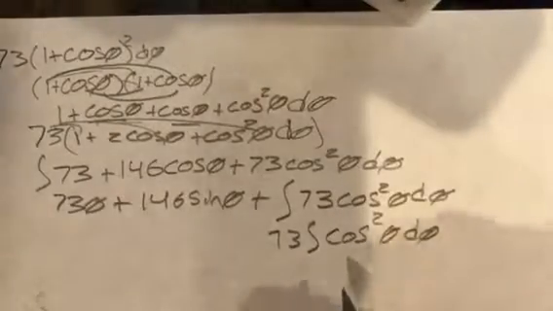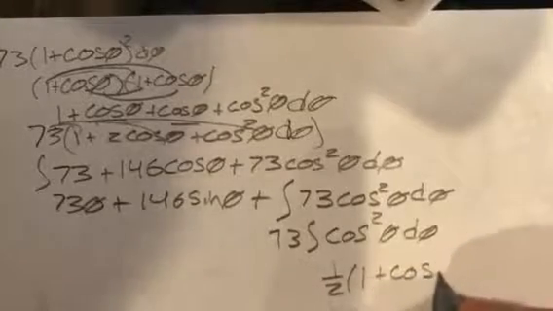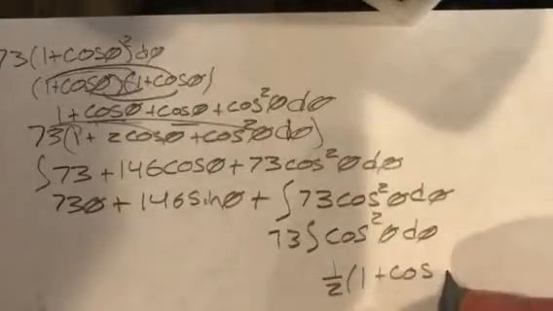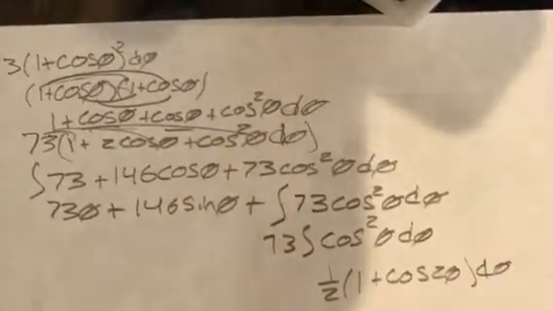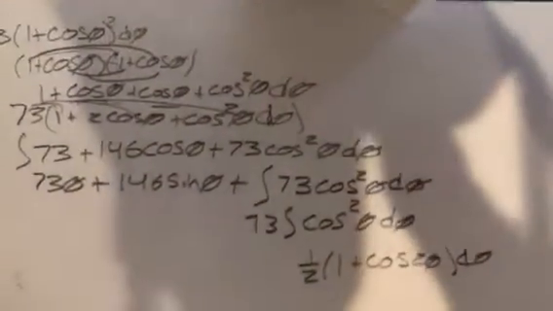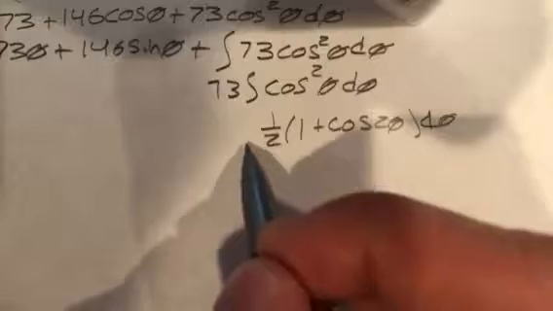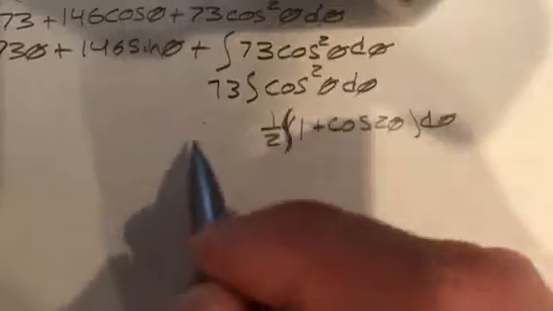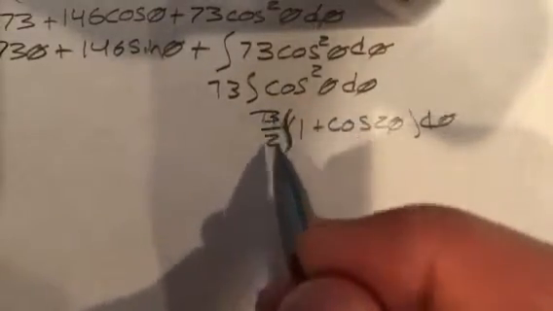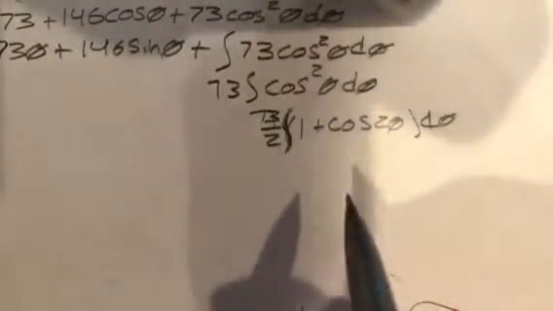And now we can plug in the 1 plus cosine 2 theta over 2, d theta. And then, if you can see this, I might need to move this down a little bit. We can integrate, and this is all going to be multiplied by, there's still an integration symbol here, because we still have our d theta, and this is going to be 73 over 2, because when you multiply 73 times 1/2, that's just 73 over 2.